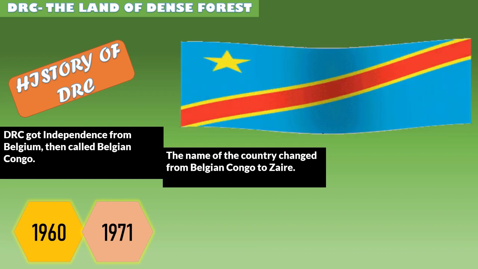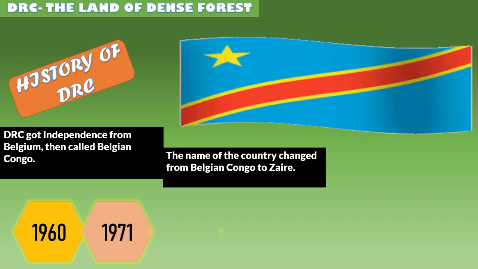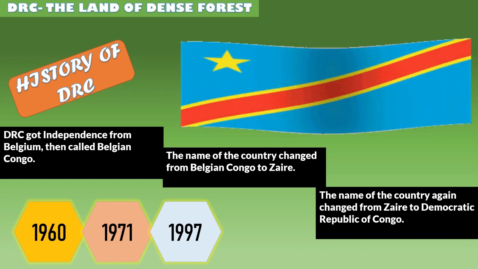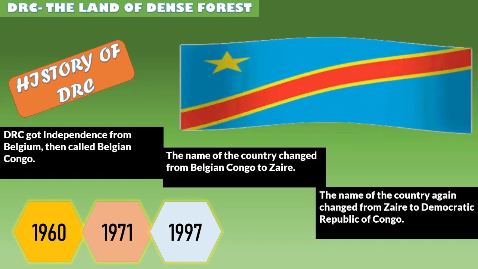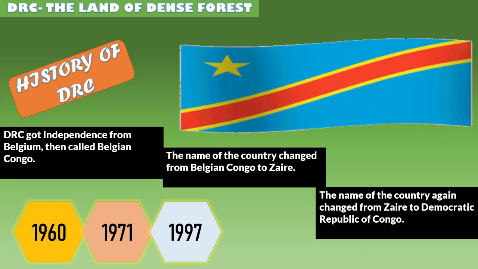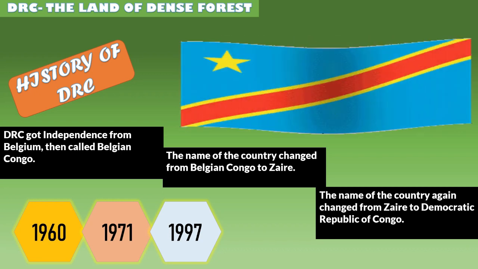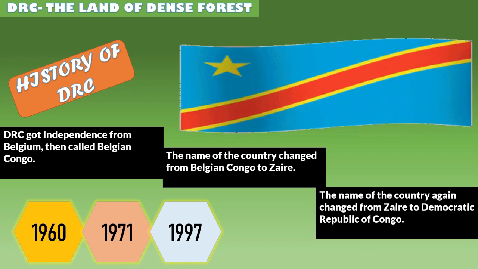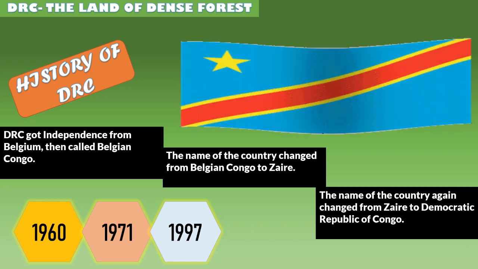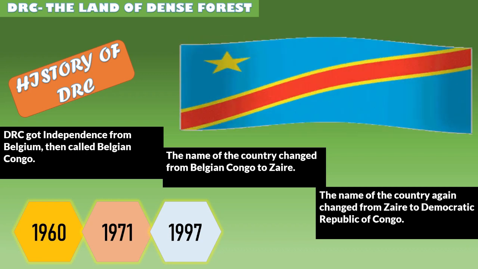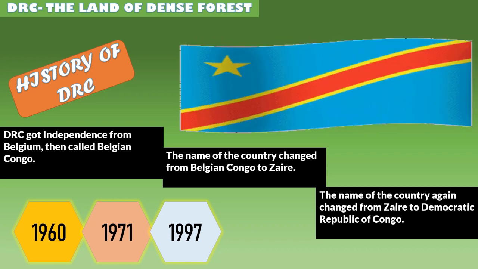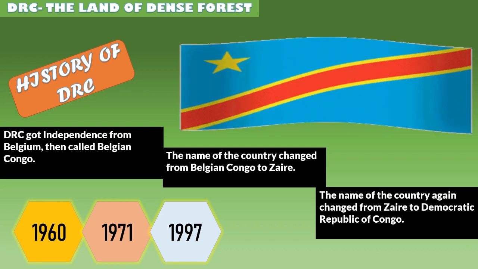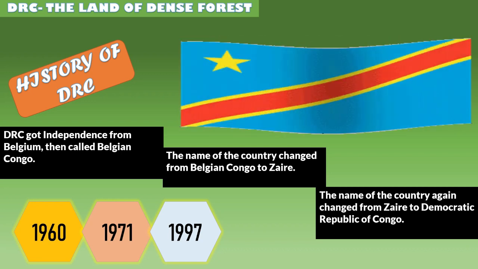So how did it get its name DRC? Again, in the year 1997, the name of the country changed from Zaire to Democratic Republic of Congo. So what we can see is that in the year 1960, it was known as Belgian Congo. In the year 1971, the name changed from Belgian Congo to Zaire. And in the year 1997, the name changed from Zaire to Democratic Republic of Congo.